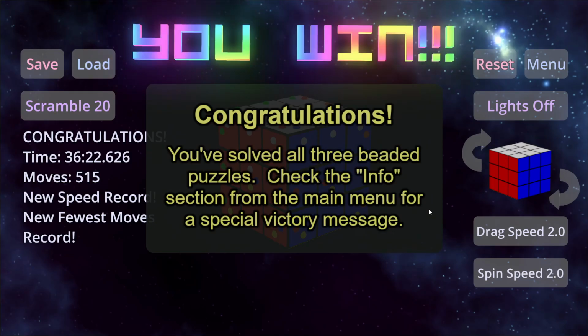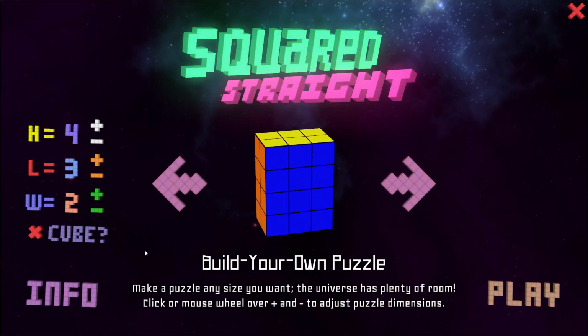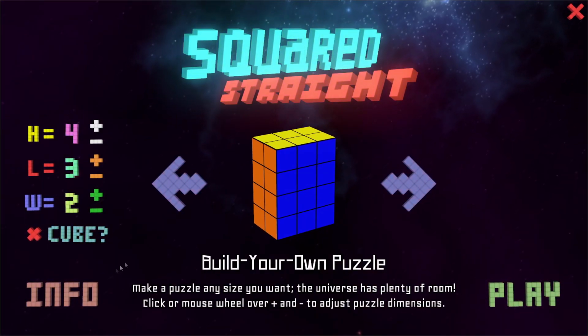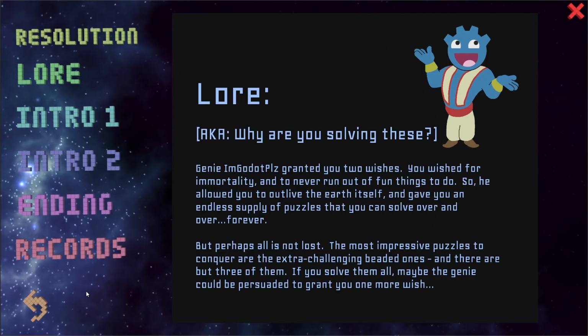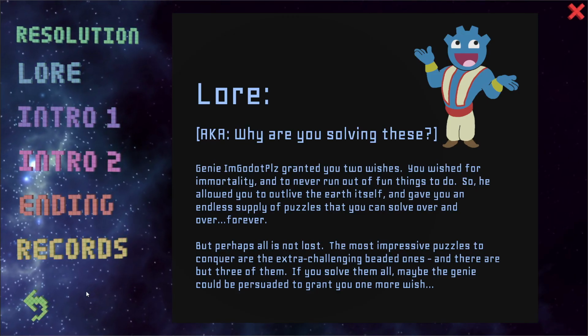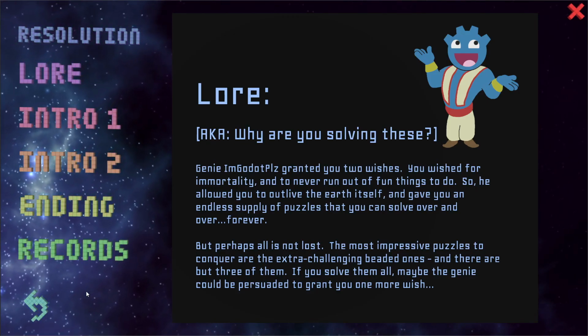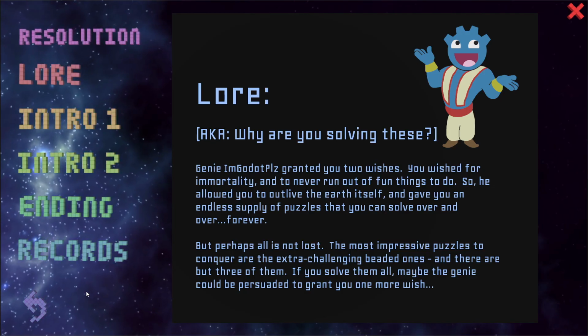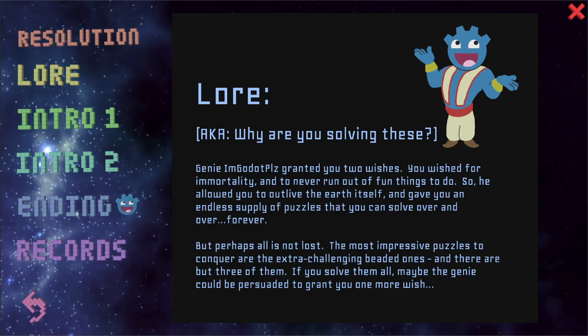Disaster averted. We made it! This is an old build of the game, and I've since changed the pop-up message. Now there's a much more fleshed out info page with a backstory for how you ended up in space with all these puzzles. And when you solve all 3 beaded puzzles, the ending becomes available.